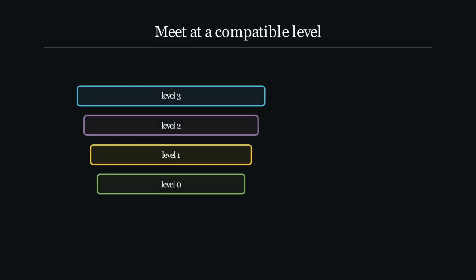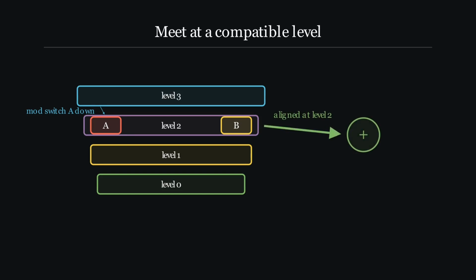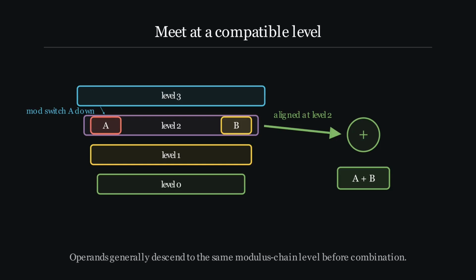Coefficient modulus levels behave like a descending resource ladder. Ciphertext A begins on level 3, while ciphertext B is already on level 2. Sending both directly to the addition gate causes a compatibility warning. A modulus switch moves it downward by removing the final active prime, so it reaches the same parameter level as B. Their arrows can then enter the green gate and produce a sum.